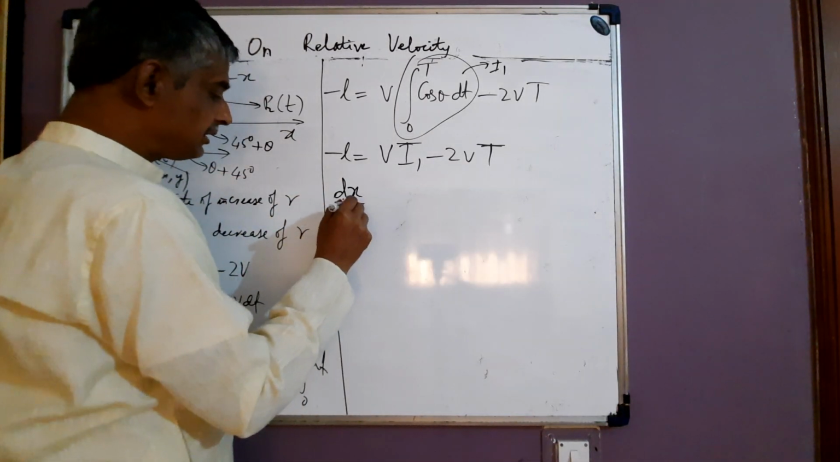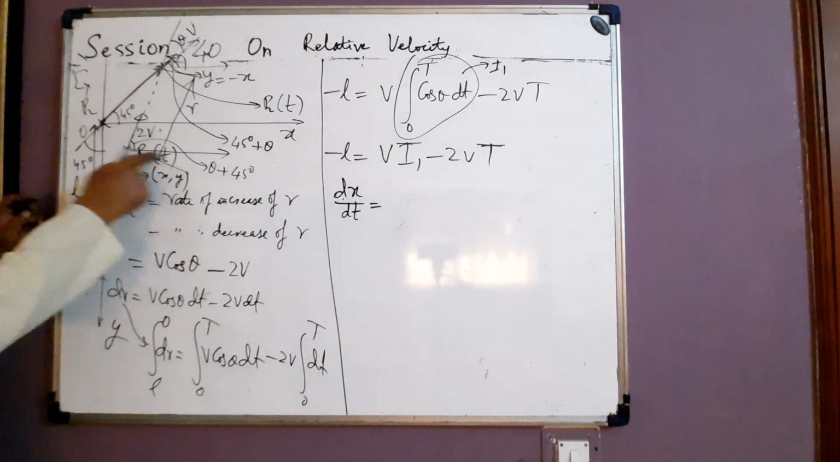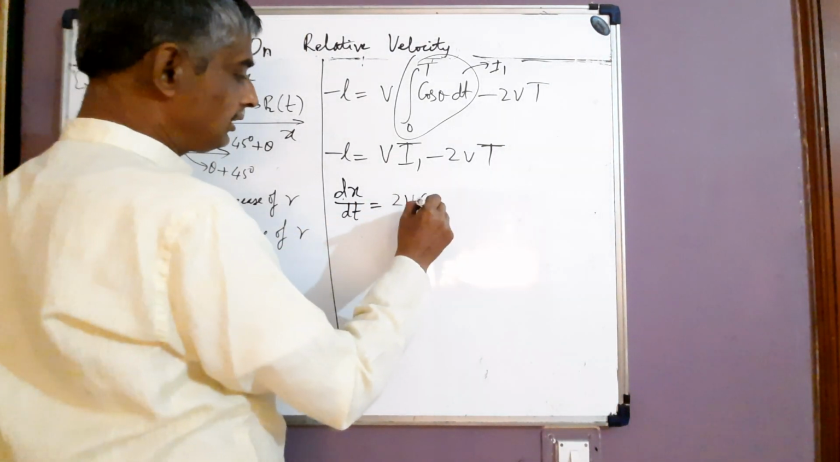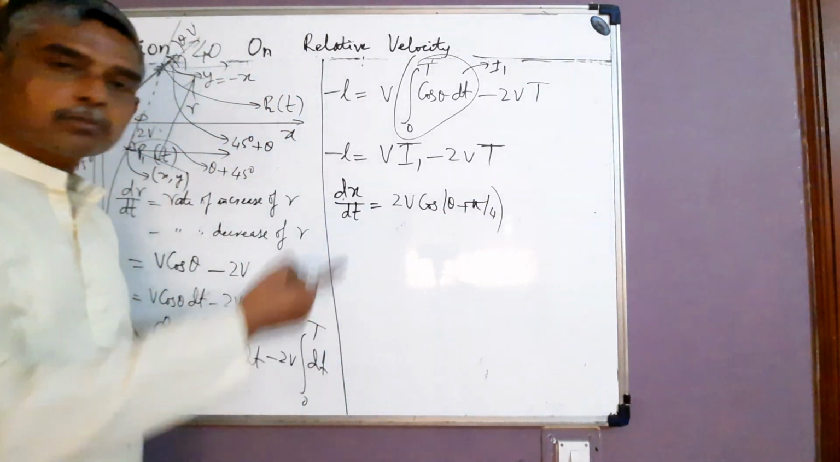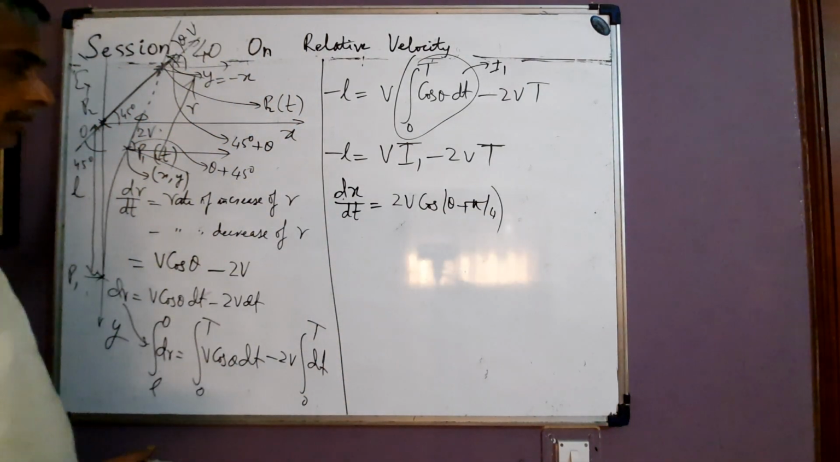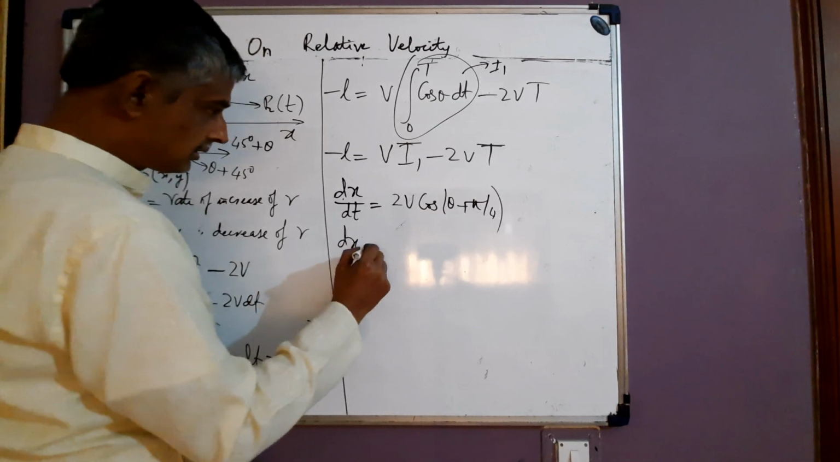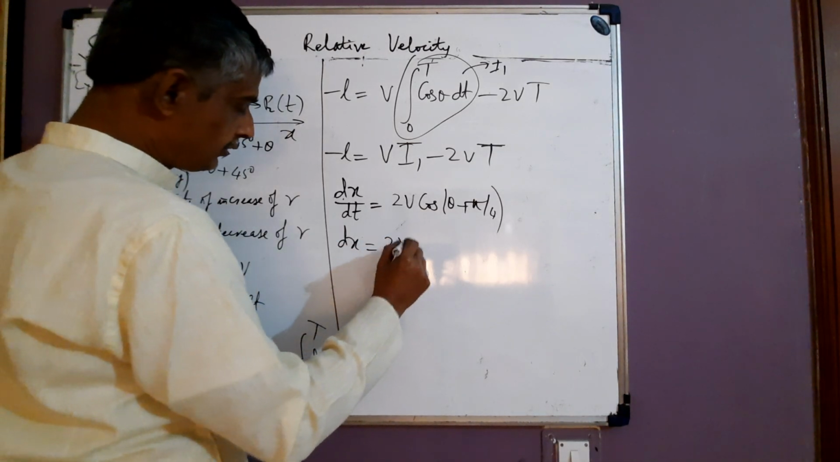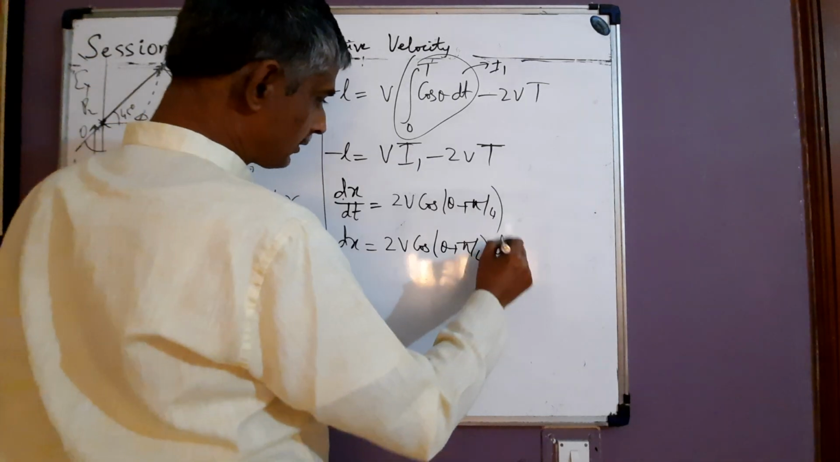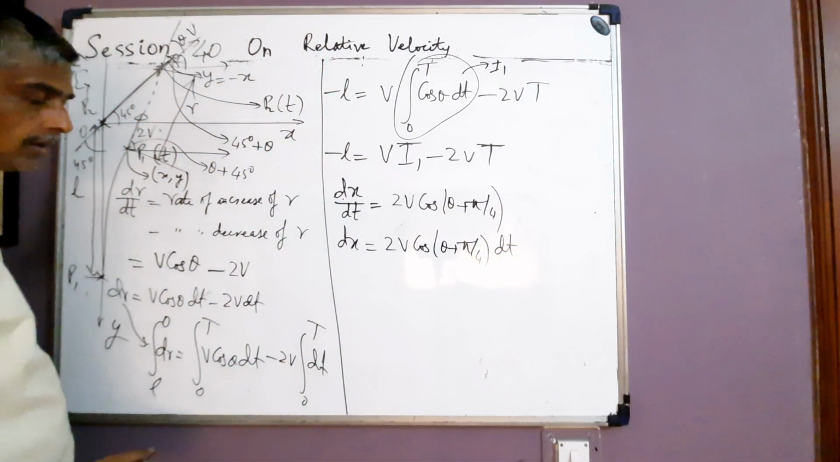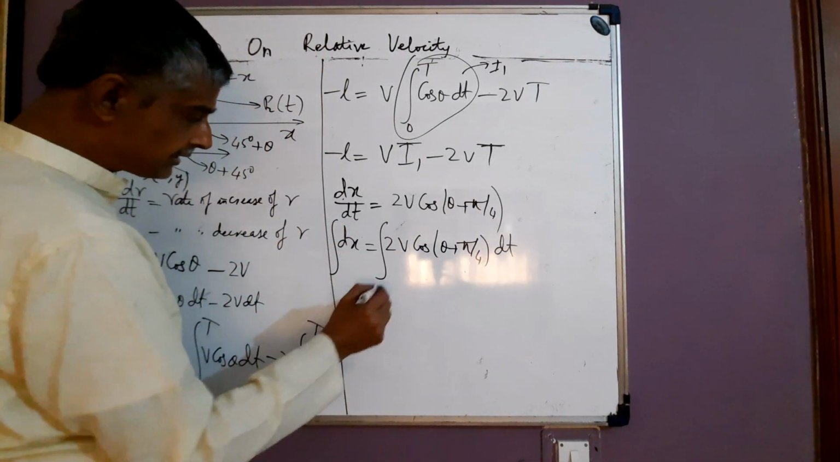So dx by dt is equal to 2v cos(theta plus pi by 4). 45 degrees in radians is now pi by 4. So dx becomes 2v cos(theta plus pi by 4) into dt. Now integrate both sides.